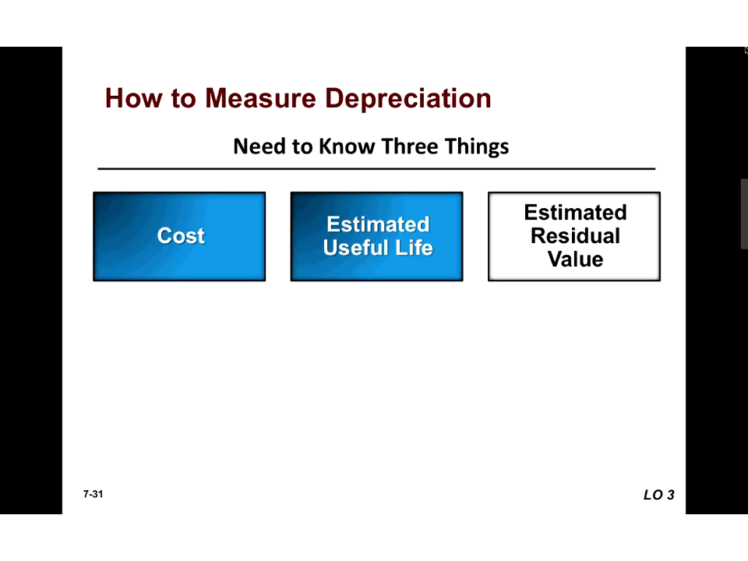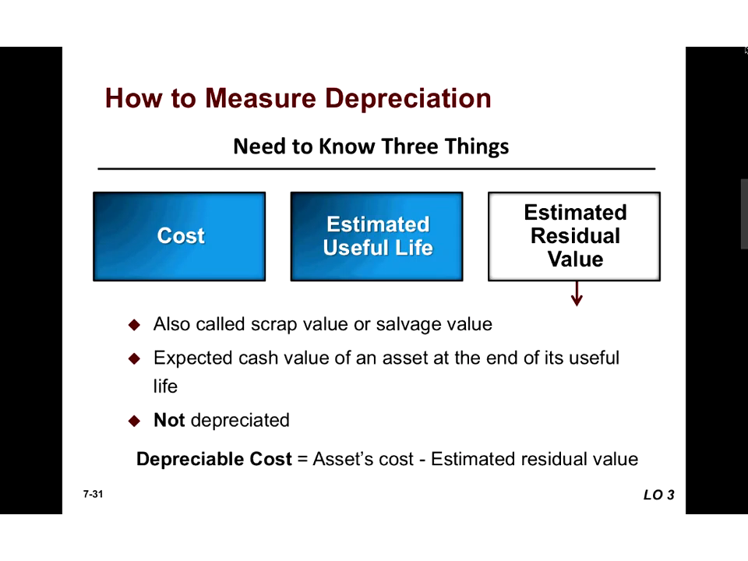So you need the original cost, you need the estimated useful life, and then you need something called estimated residual value. Estimated residual value is also called scrap value or salvage value, and it's the expected cash value at the end of its useful life. So here you look into your crystal ball, and at the end of the life you say, I think it'll be worth this much. It is not depreciated, and then we have a formula for something called depreciable cost, which is the asset's cost minus estimated residual value.